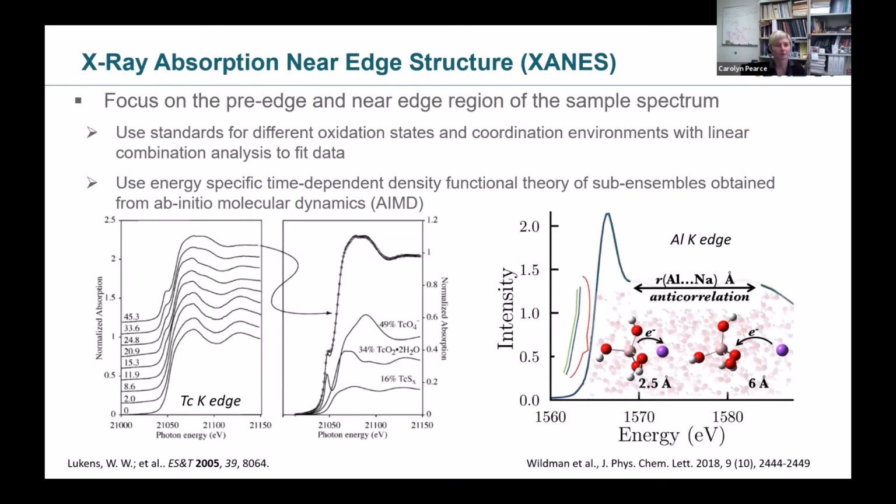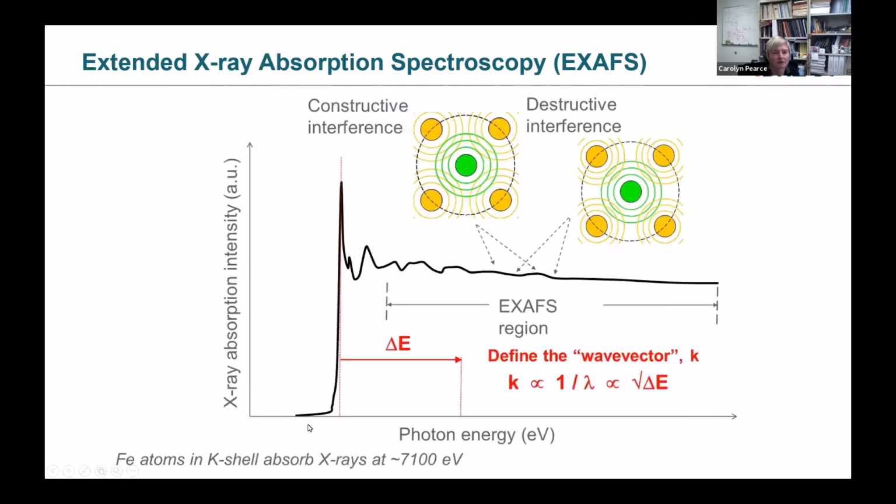So we're going to talk a lot about using XANES spectroscopy, which focuses on the pre-edge and near-edge region of the spectrum. Traditionally, we would measure a variety of different standards with similar coordination environments, and then do a linear combination analysis to fit the data, as is shown in this example for technetium by Wayne Lukens. But now we're moving to using time-dependent density functional theory of subensembles, which are obtained from ab initio molecular dynamics, to actually generate the spectrum and compare with experiments. And I'll show a couple of examples of that.